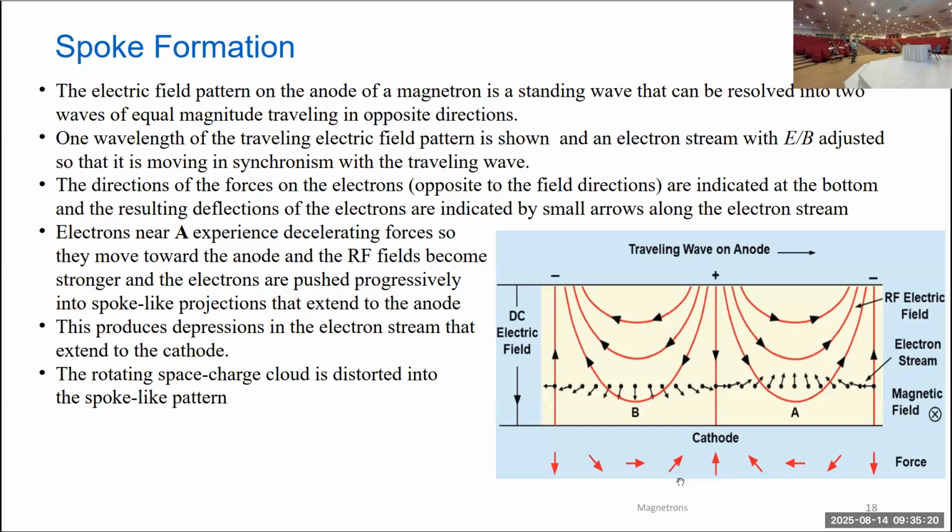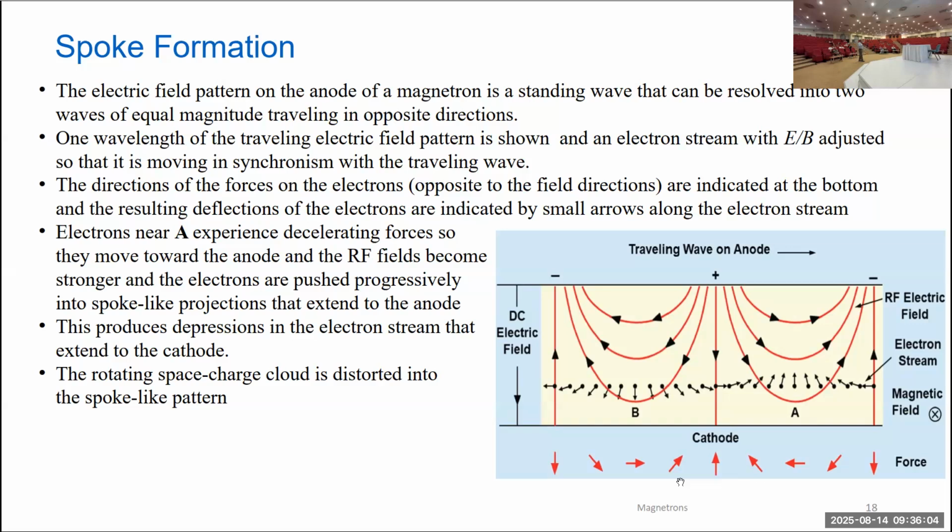For example, at point B, we can discuss point A. Electrons near A experience a deceleration force because the direction of force by this electric field is opposite to the motion of the electron. They move towards the anode and the RF field becomes stronger, and electrons are pushed progressively into the spoke, like projections that extend to the anode. When the direction is opposite, it is pushed back to the spoke because it is slowed down.